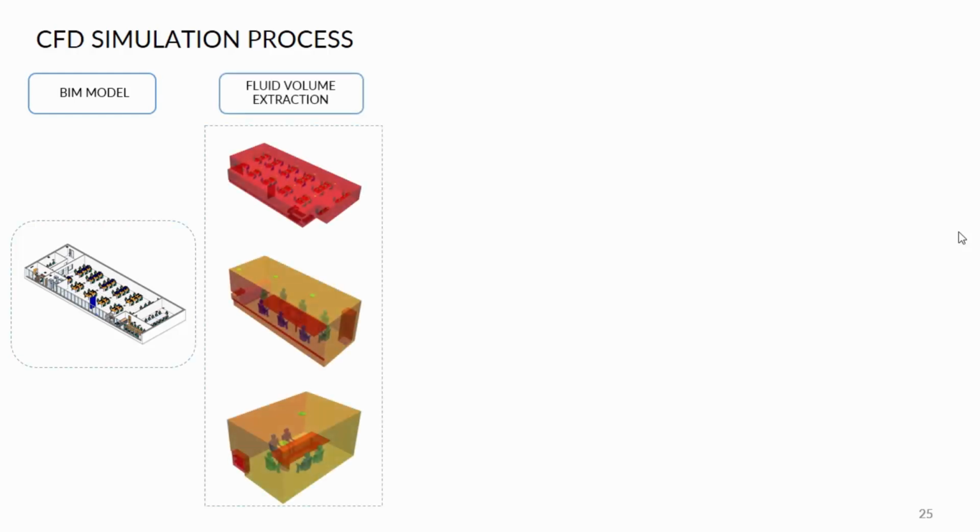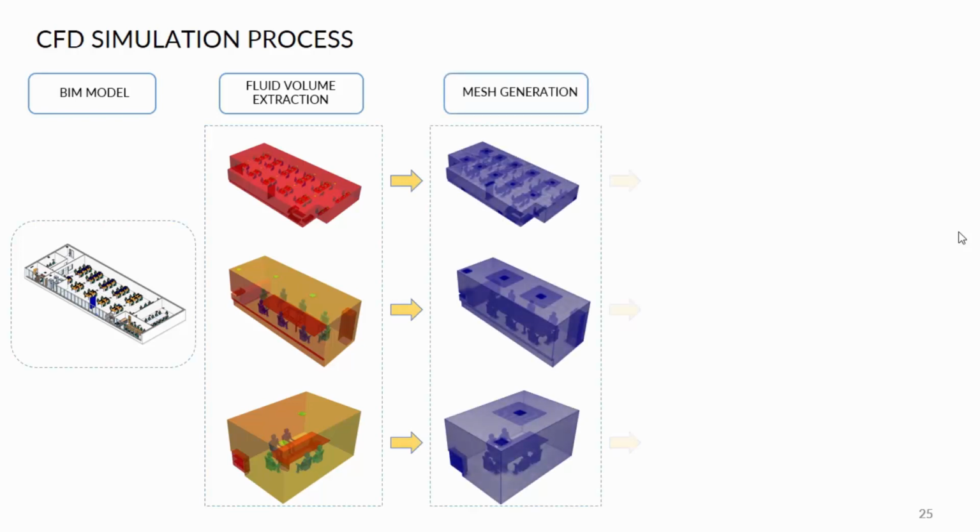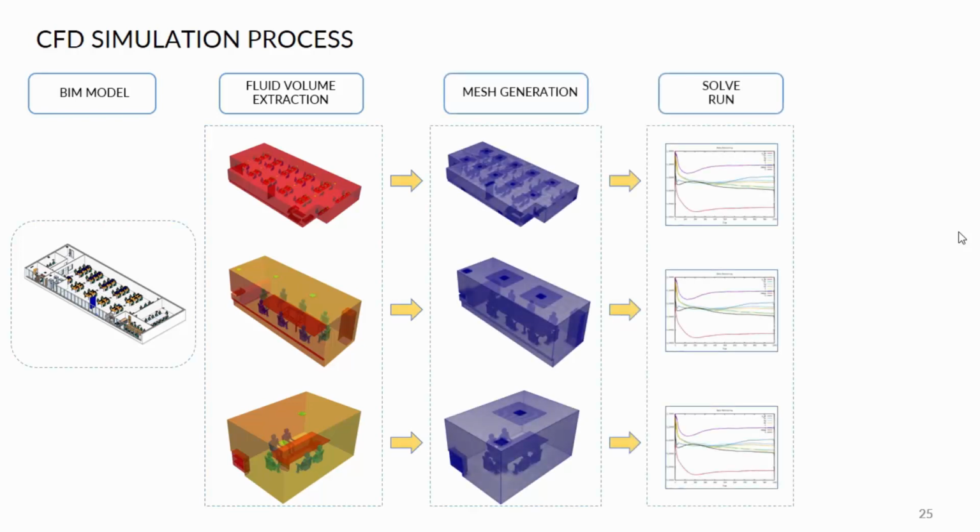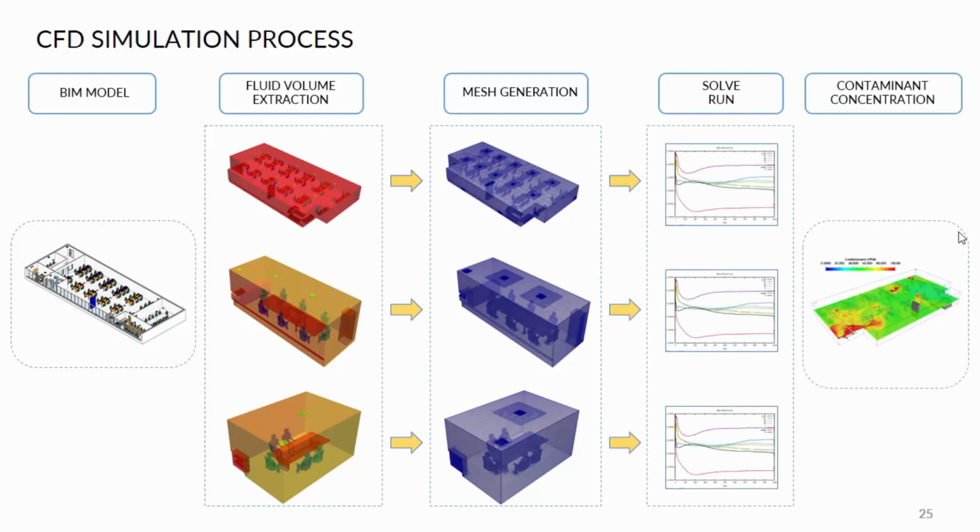So the traditional CFD simulation process goes like this. It starts with the geometry of the building space in any CAD format, like a beam model. We need to extract the fluid volume from the geometry and then discretize it into small cells to perform numerical operations. Then we solve different governing equations in these cells, and finally we extract results using different post-processing techniques. Here we have shown contaminant concentration inside an office space.